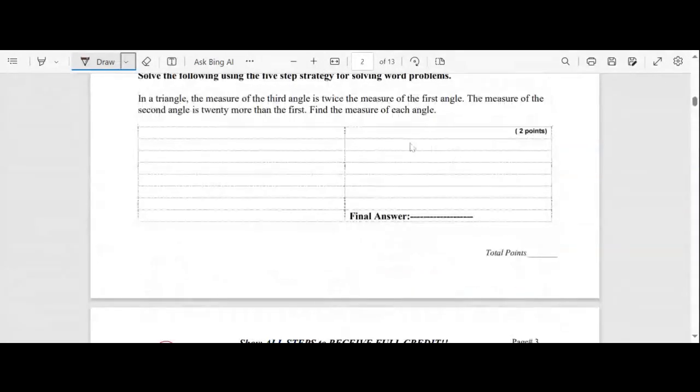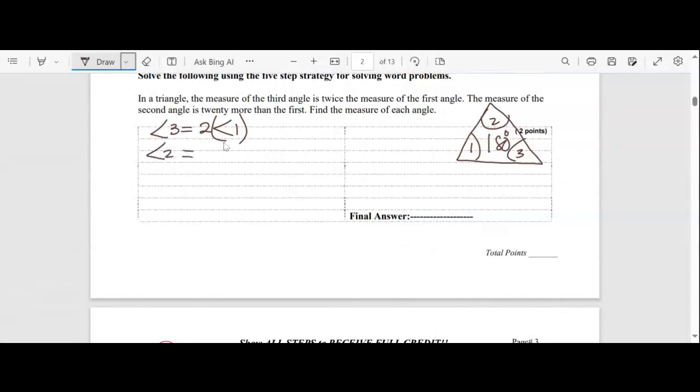In a triangle, the measure of the third angle is twice the measure of the first angle. So you have a triangle. How many angles do you have inside? 1, 2, 3. What's the total? 180. So the third angle is 2 times the first angle. The measure of the second angle is 20 more than the first angle. Find the measure of each angle.